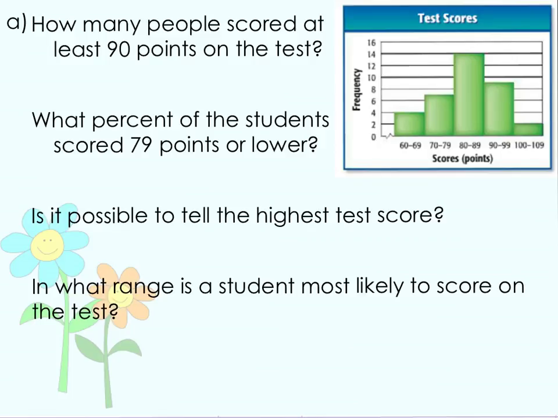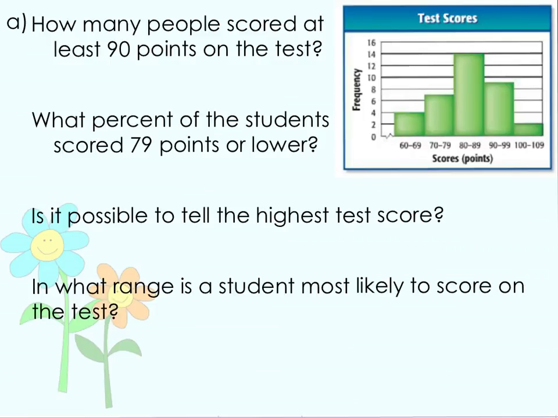But before we ever start answering questions from a graph, we should always figure out what the histogram is talking about. So this histogram is talking something about test scores. So how many points students earned on their test. And it looks like they put them in intervals from 60 to 69, 70 to 79, 80 to 89, 90 to 99, and 100 to 109. And then they have the frequency of how many students scored in that interval. Okay, perfect. Now, let's answer some questions.